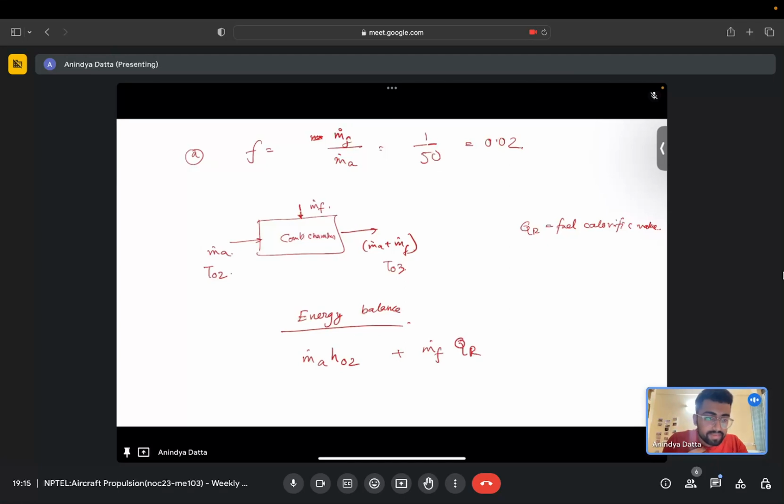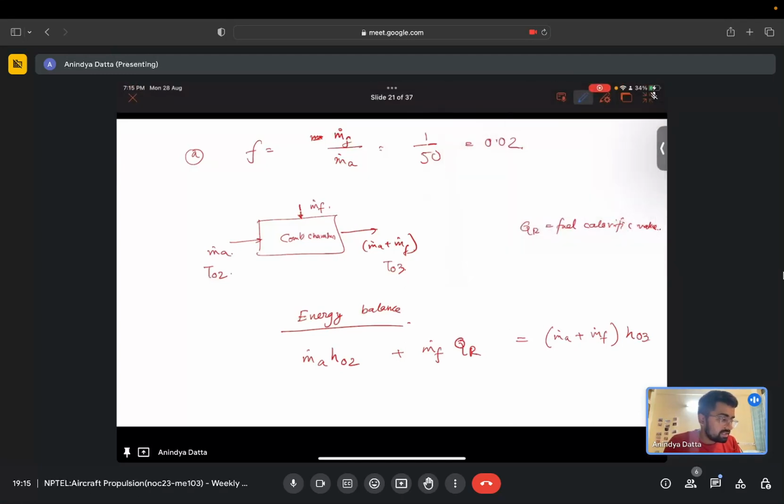So we are supplying some amount of fuel. The burning of fuel supplies some energy. We are burning m dot f amount of fuel, so that releases an energy of m dot f times QR. And at the outlet of the combustion chamber, we have the mass flow rate of air plus the mass flow rate of fuel times the stagnation enthalpy at the exit. So this is the energy balance.